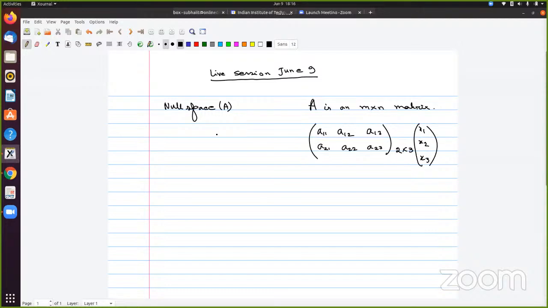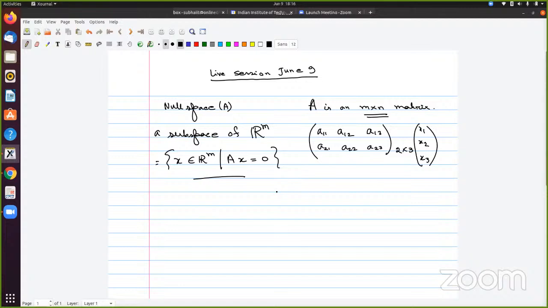So basically, when I am talking about an m cross n matrix, the null space is a subspace of Rm. You know what a subspace is, right? So it is a subspace of Rm, and how is this subspace defined? This x is coming from Rm such that Ax equals 0. Okay, so this is the definition of null space.